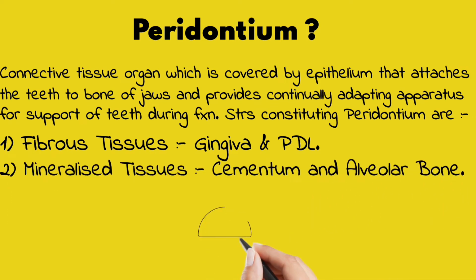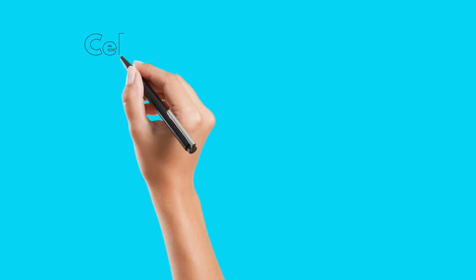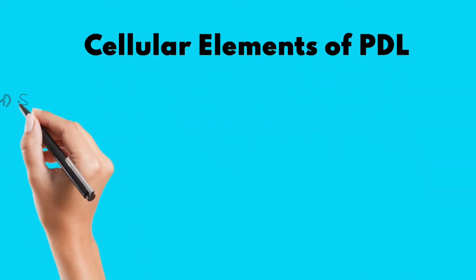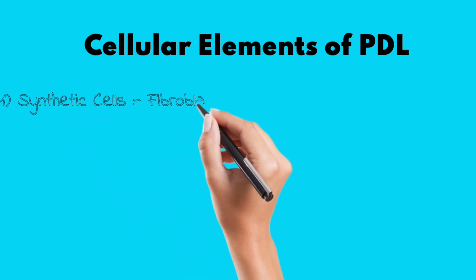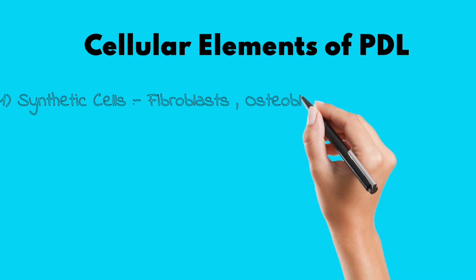What do you mean by periodontium? Periodontium is a connective tissue organ which is covered by the epithelium that attaches the teeth to the bone of the jaws and provides a continually adapting apparatus for the support of the tooth during function.